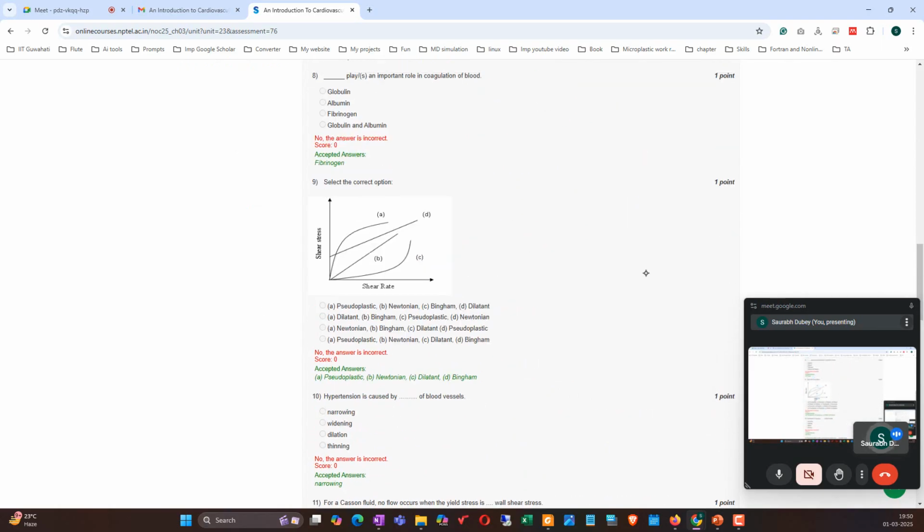And this is on the shear stress versus shear rate diagram for the Newtonian. What I'm saying is pseudoplastic, dilatant, and this being Bingham plastic, right? So A should be pseudoplastic. So this is correct. You see, D is the correct one.